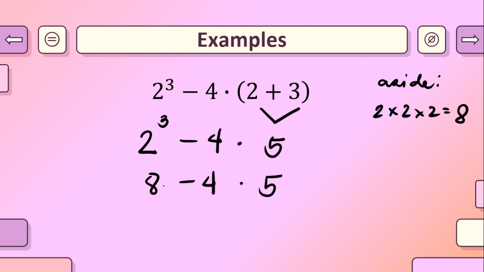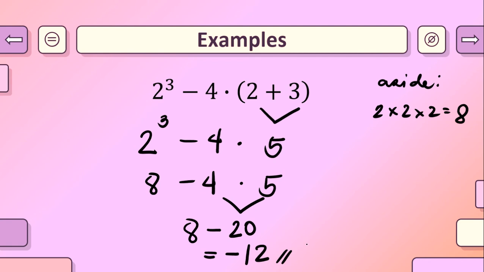Now we have 8 minus 4 times 5. What should we simplify first? Of course, the multiplication. 4 times 5 is 20. Then 8 minus 20, we just bring down the other term. The difference is negative 12. So the answer to this expression is negative 12.